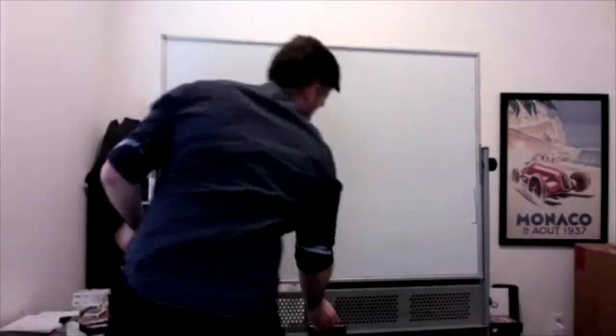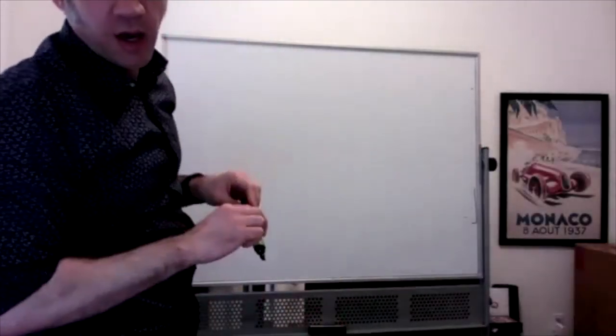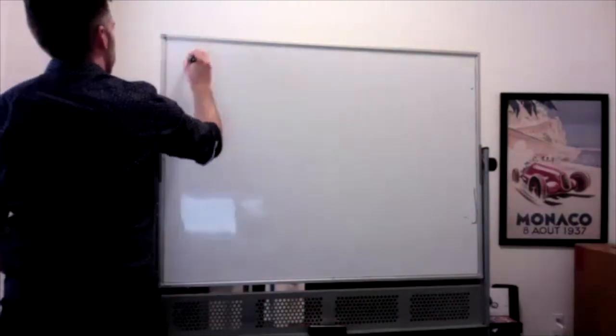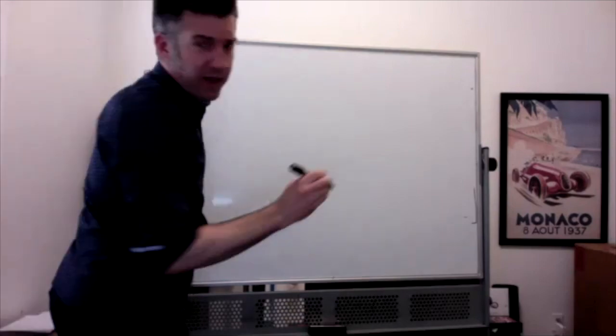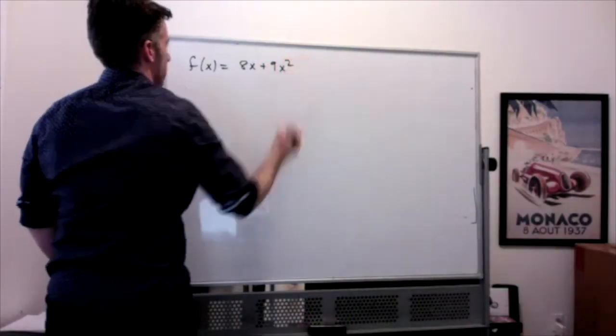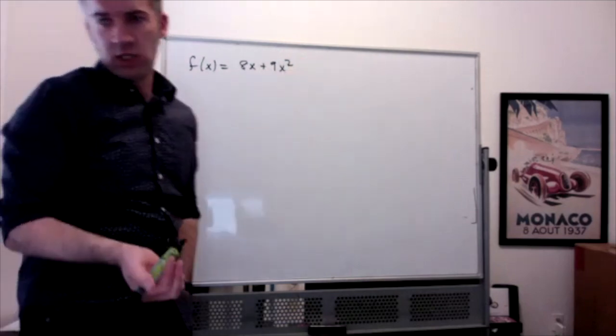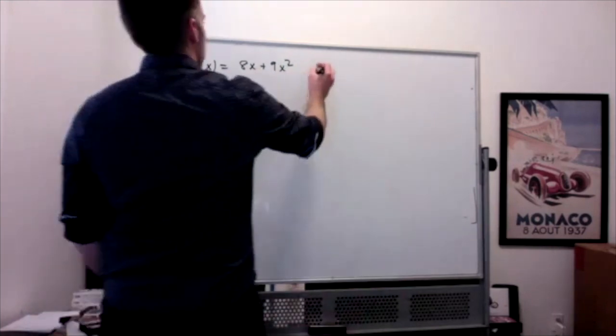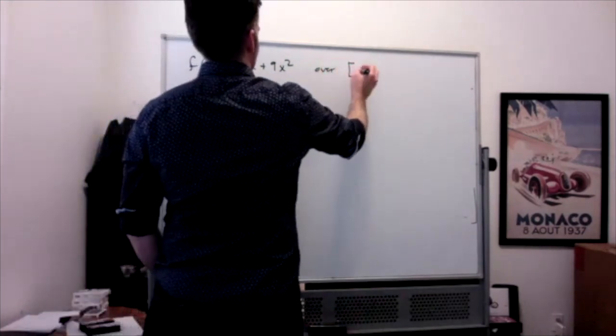We are given the following function. F of x is equal to, what have we got here? 8x plus 9x squared. And here are the questions. So the first question is, divide the interval over the interval from 0 to 1.